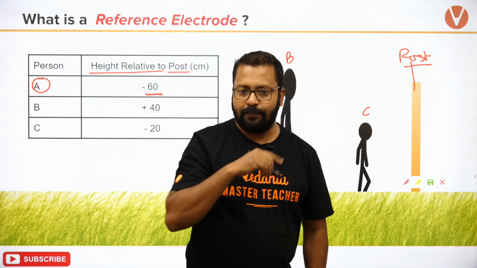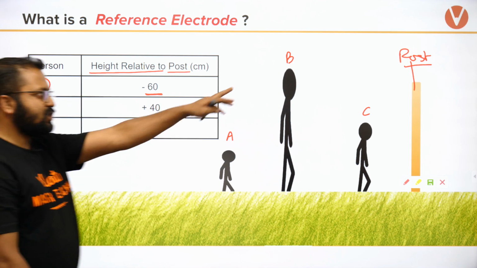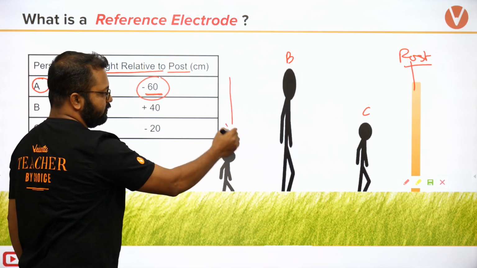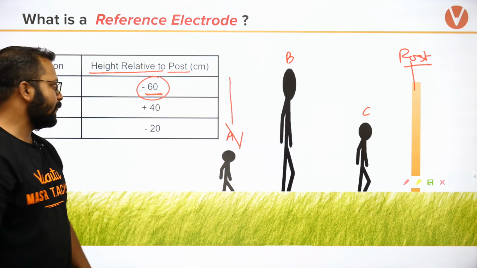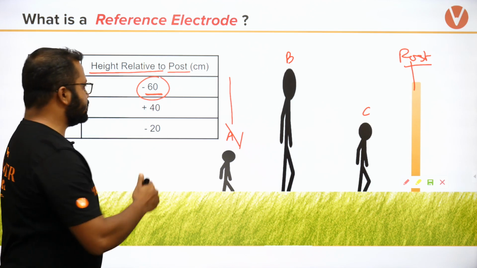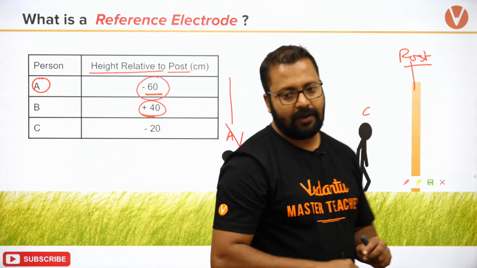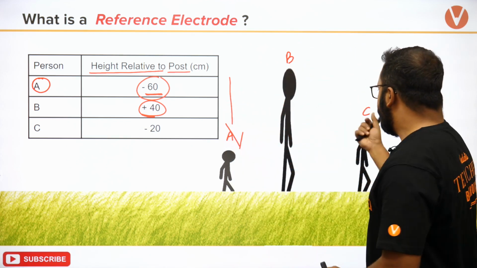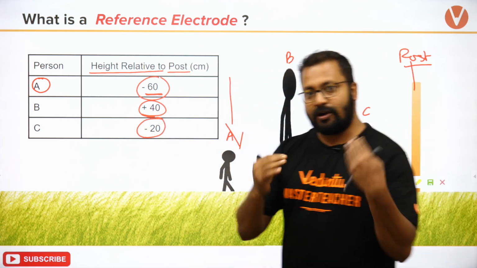Okay, this is the post. So I can say that if I have to measure the height of all three with respect to this post, its height is -60, on this side, downward. Okay, the height is less with respect to it. B height is 40 centimeters higher than the post. And what is the height of C? 20 centimeters shorter than the post.